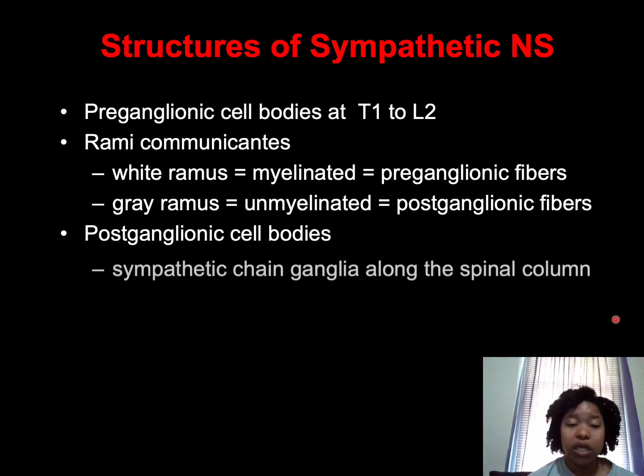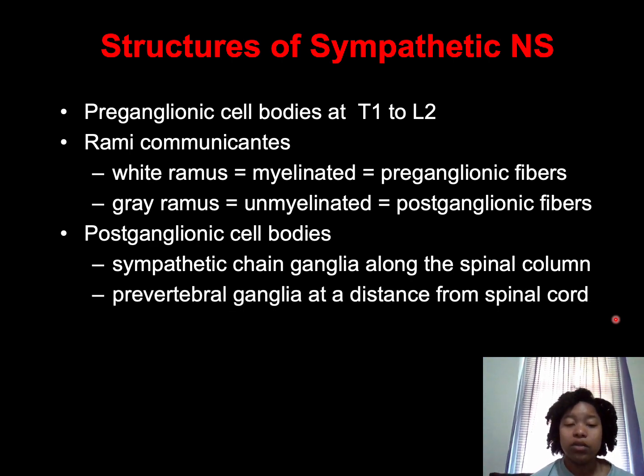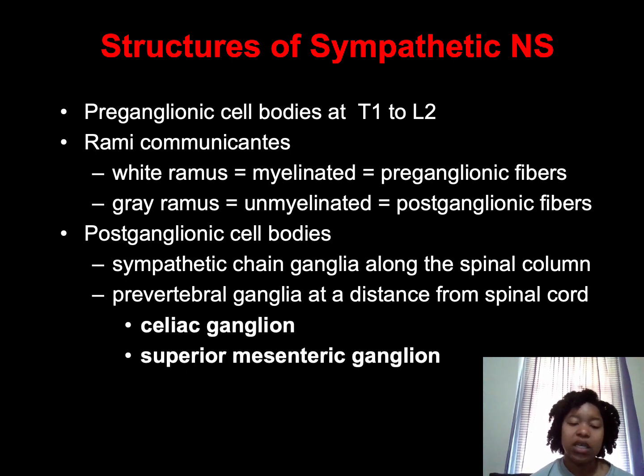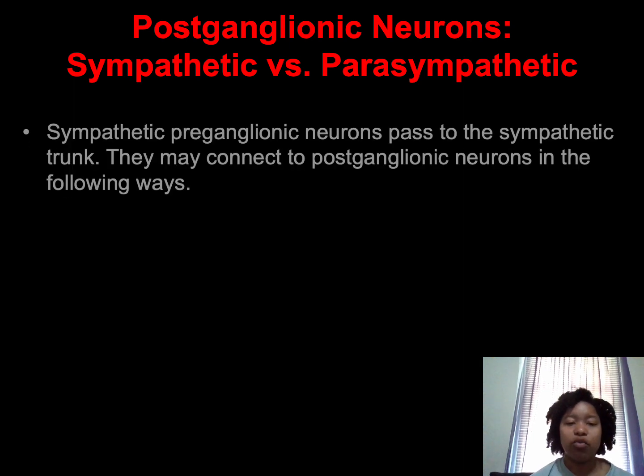Then you have postganglionic cell bodies, and so you've got sympathetic chain ganglia along the spinal column, and the prevertebral ganglia at a distance from the spinal cord. From them you'll see the celiac ganglion, the superior mesenteric ganglion, and the inferior mesenteric ganglion, and those will be the ones that we'll focus on.